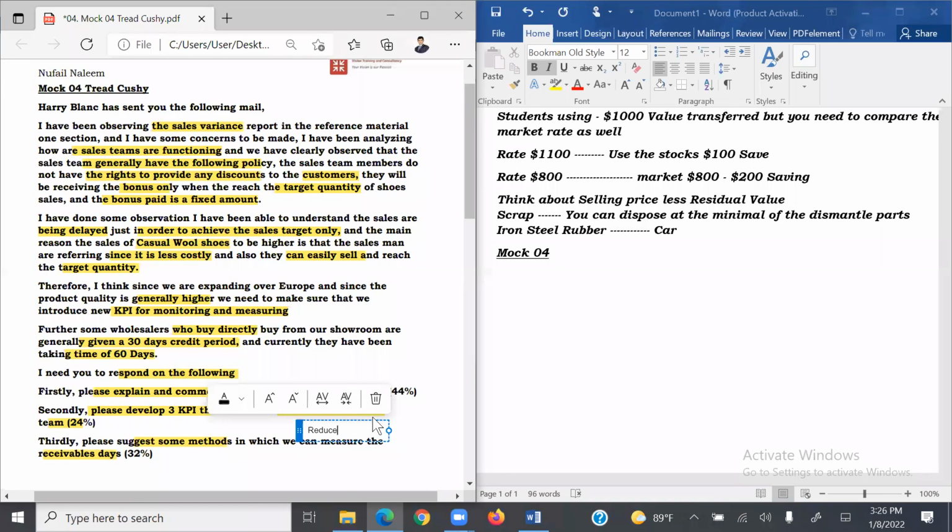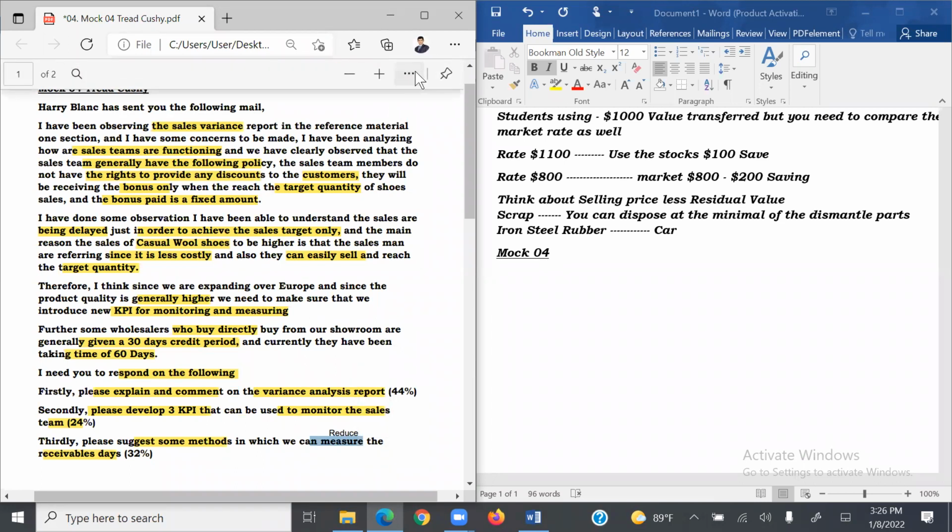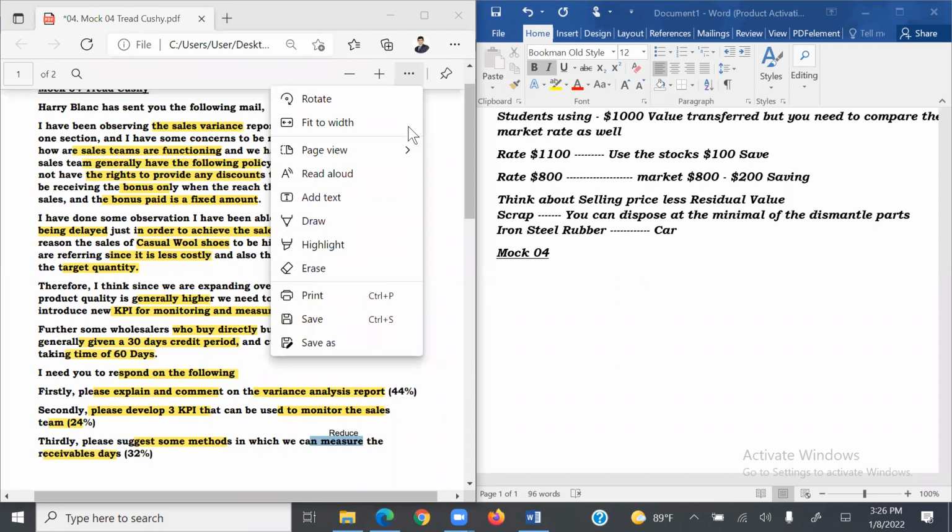Yeah. So that is done. So we need to reduce the receivable days because, students, you see, it's really, really higher if I'm not mistaken. That is the point of view there, students. We need to generally reduce the receivable days, students, for your understanding.